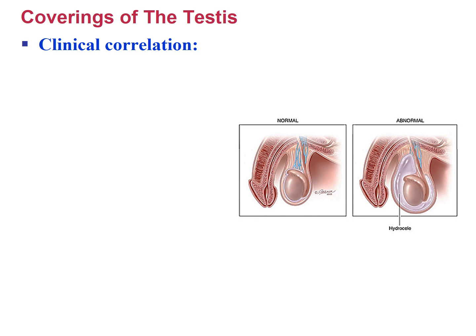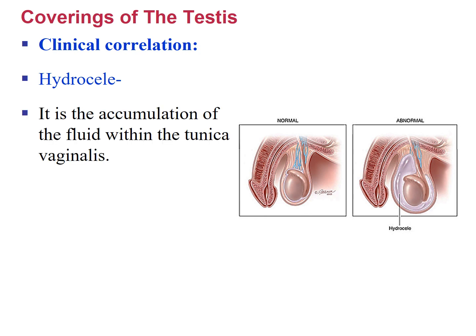Clinical correlation of the tunica vaginalis. As I mentioned, between two layers of tunica vaginalis we have a potential space. This potential space is normally occupied by a thin film of clear straw colored fluid. The volume of this fluid can increase with the obstruction of lymphatic drainage due to inflammatory, traumatic or neoplastic conditions of the testis. That results in hydrocele. The hydrocele is the accumulation of fluid within the tunica vaginalis. You can see here the accumulation of fluid within the tunica vaginalis.